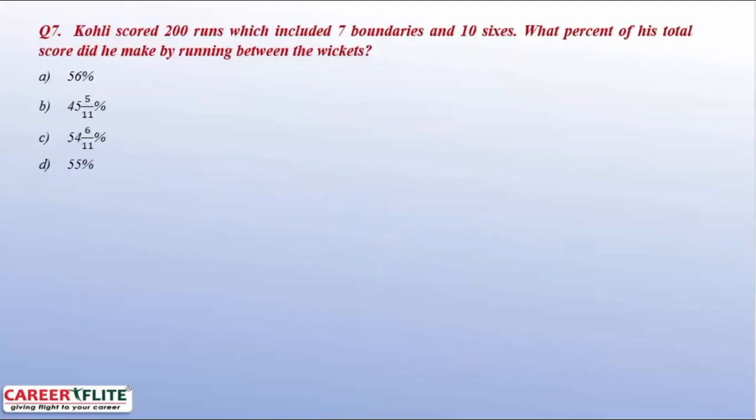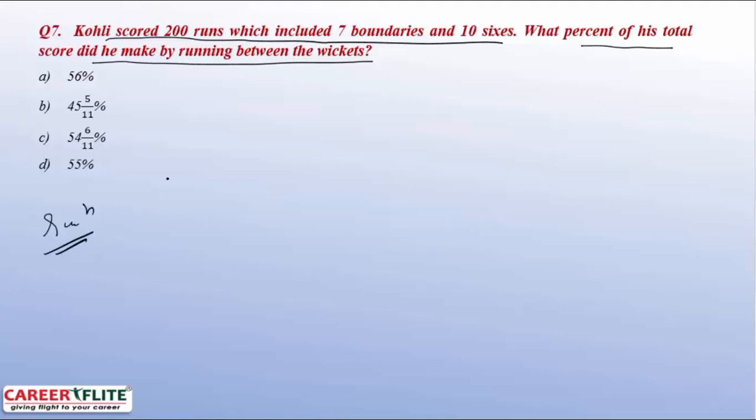So let's come to the next question. In the next question it is given that Kohli scored 200 runs, which included 7 boundaries and 10 sixes. What percentage of the score did he make by running between the wickets? So to find the runs between the wickets, we have to subtract the boundaries and sixes from 200 runs.